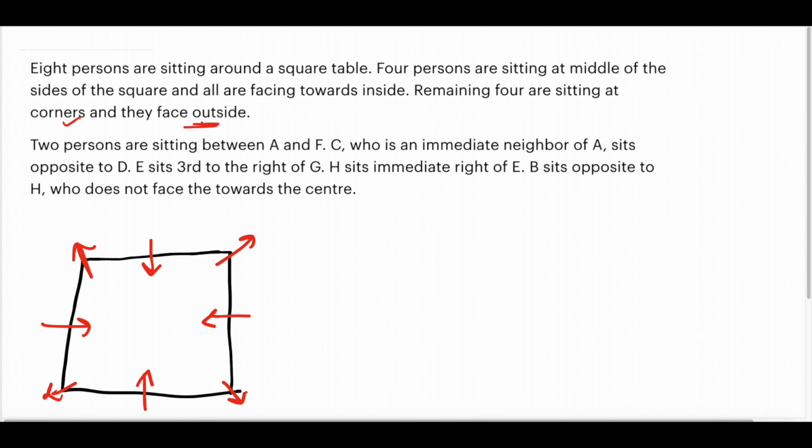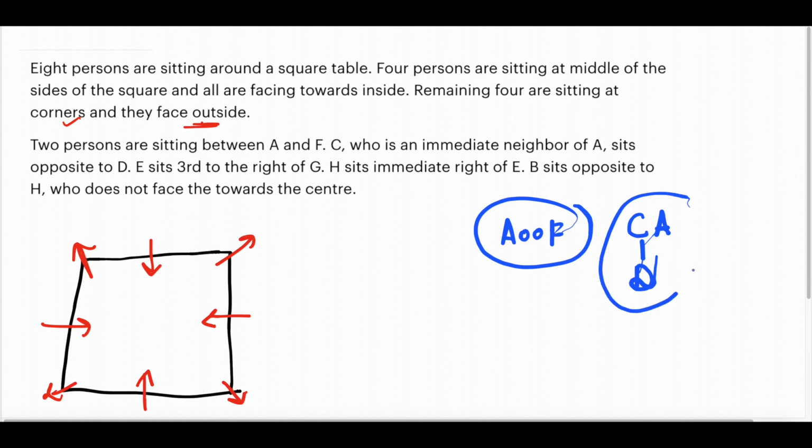From here the conditions are starting. 2 persons are sitting between A and F. So between A and F, 2 persons are sitting. C, who is an immediate neighbor of A, sits opposite to D. E sits third to the right of G. First, second, third. E sits third to the right of G.